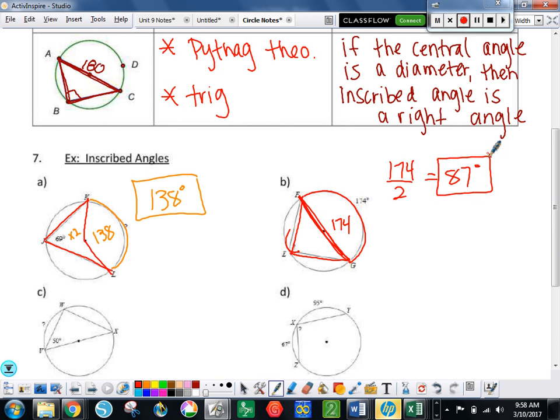That's how you go about doing this problem. Could you skip straight from the arc to the angle? Yes, if you feel comfortable doing that.